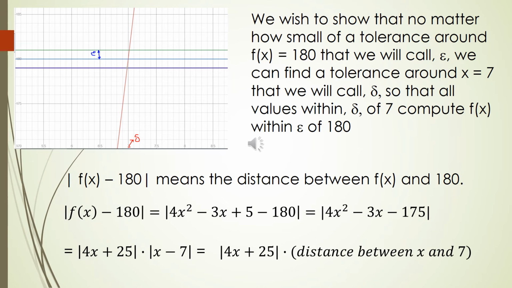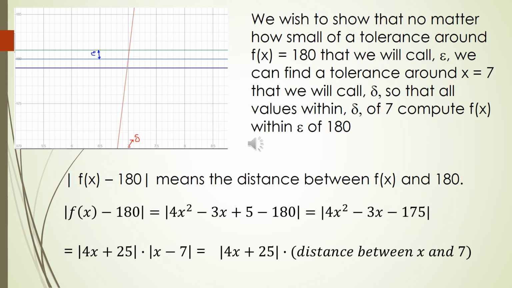Reminding about our definitions of epsilon and delta, we can restate what we just stated in the previous slide: we're trying to show that no matter how small of a tolerance around f of x equals 180, and we're calling that tolerance epsilon, we can find a tolerance around x equals 7, and we'll call that tolerance delta, so that all values within delta of 7 compute f of x values within epsilon of 180. Notice we've labeled on the graph now what is epsilon and what is delta. They're the distances from the ideal in the y direction and in the x direction.